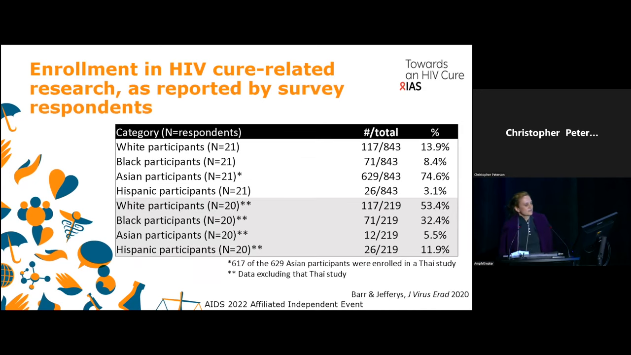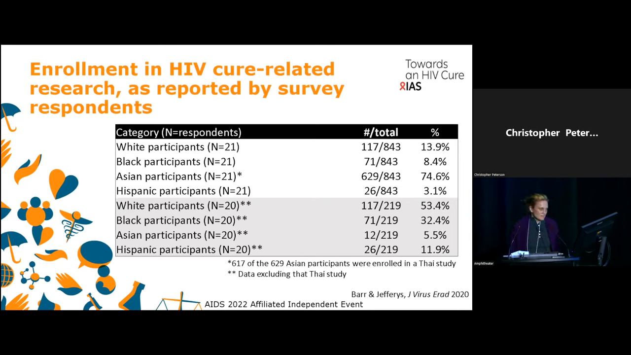We also asked about race and ethnicity. You may see in the top section of this table with the white background that 74.6% of participants were Asian. I would like to call your attention to the asterisk, which explains that 617 of the 629 Asian participants were enrolled in one large Thai study. And the data in the gray table at the bottom excludes that Thai study and brings the percentage of Asian participants to 5.5%, with 53.4% white, 32.4% black, and 11.9% Hispanic.